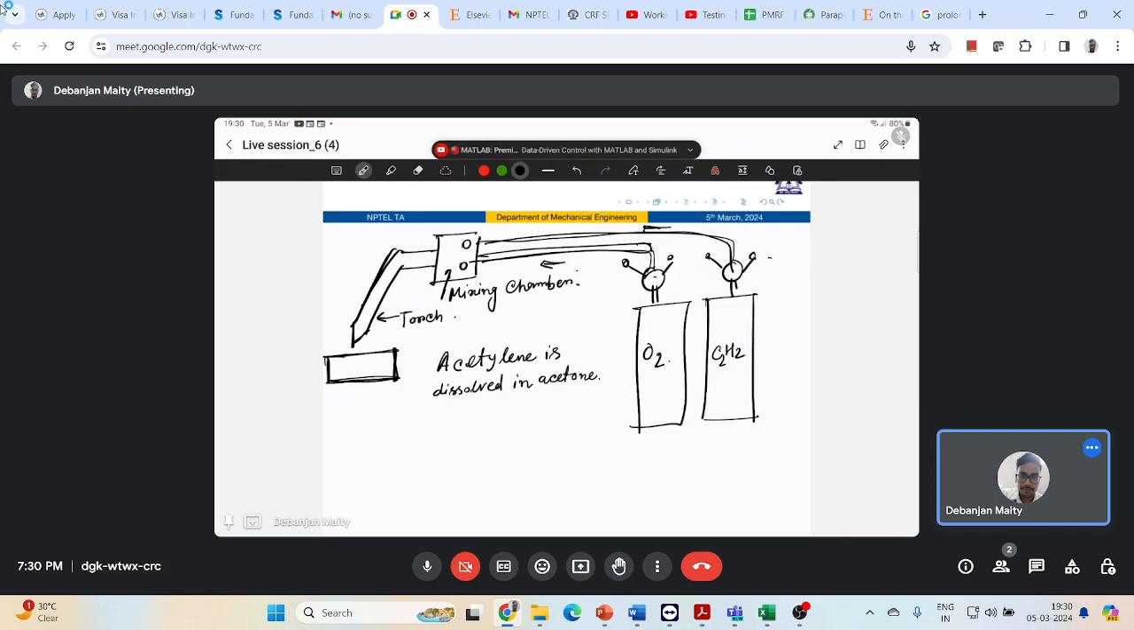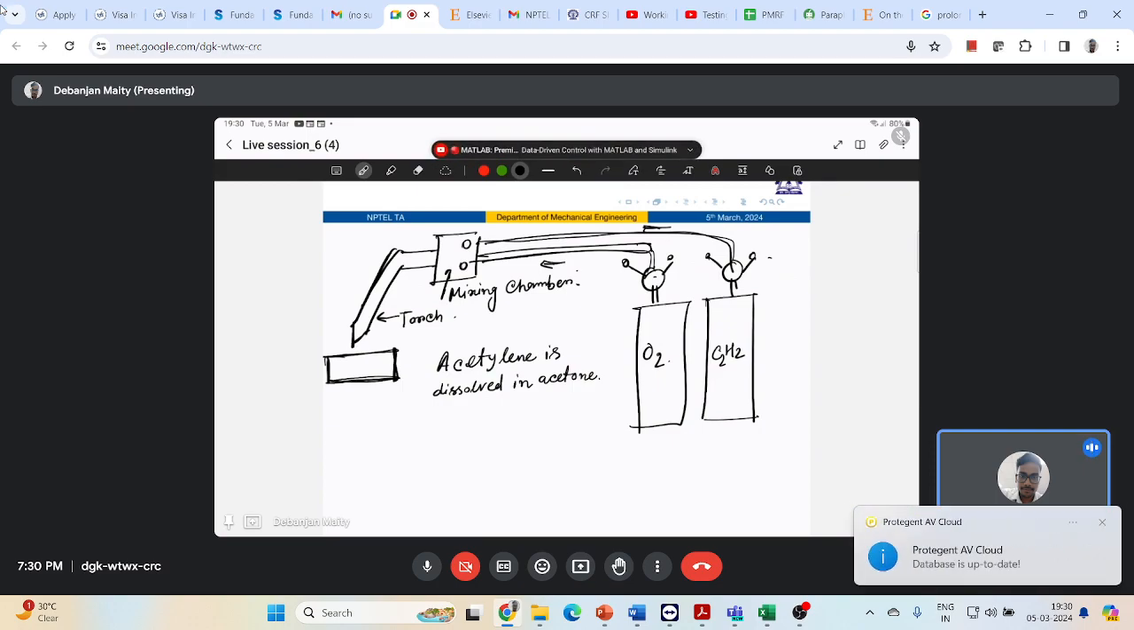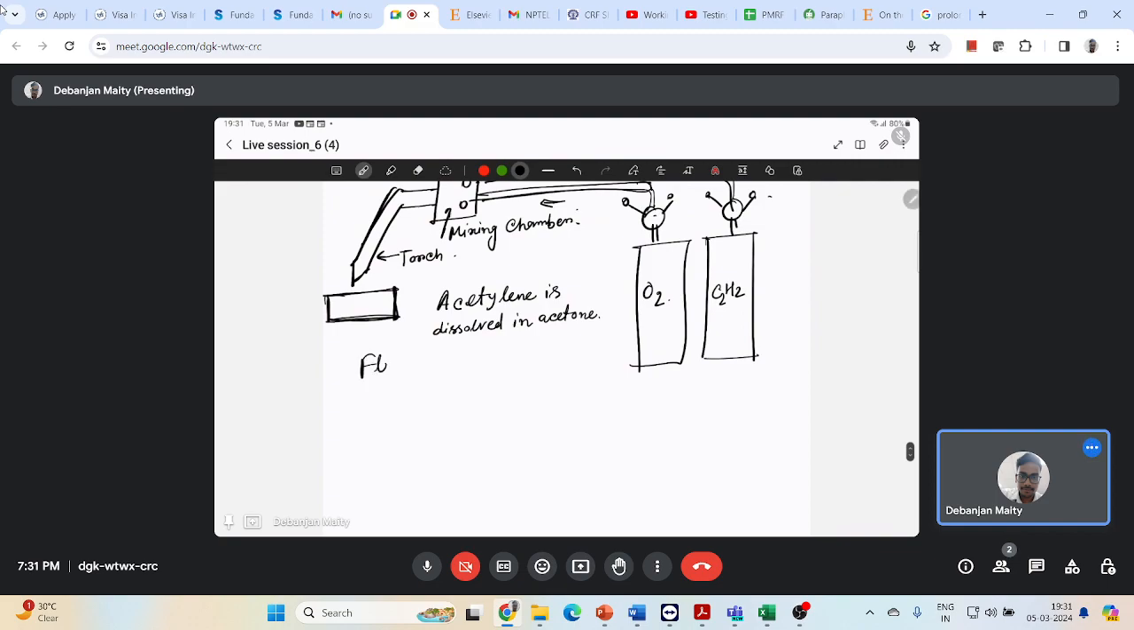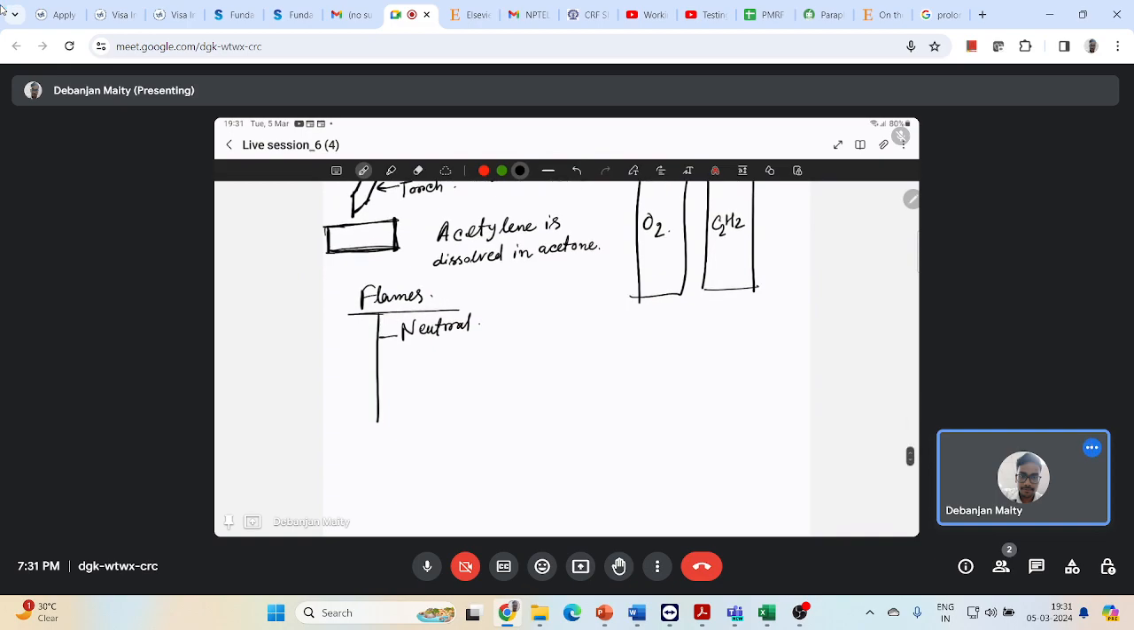So an excess of oxygen or acetylene can be used depending on whether you want to generate a decarburizing flame or a carburizing flame, right? So there are three different kinds of flames. If I talk about generation of flames in gas welding, there are three different kinds of flames. What are those? They are the neutral flame. What else? We have the reducing flame.